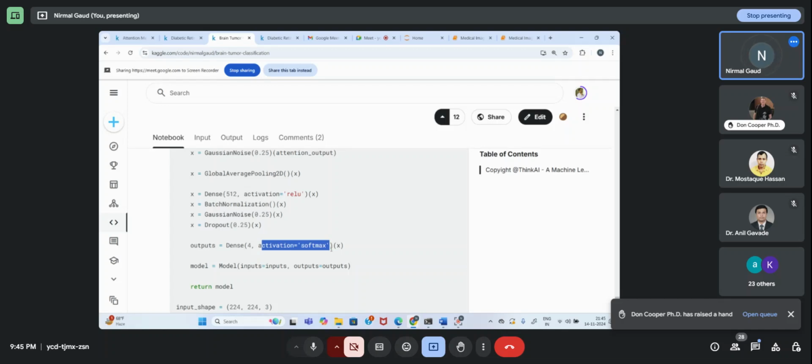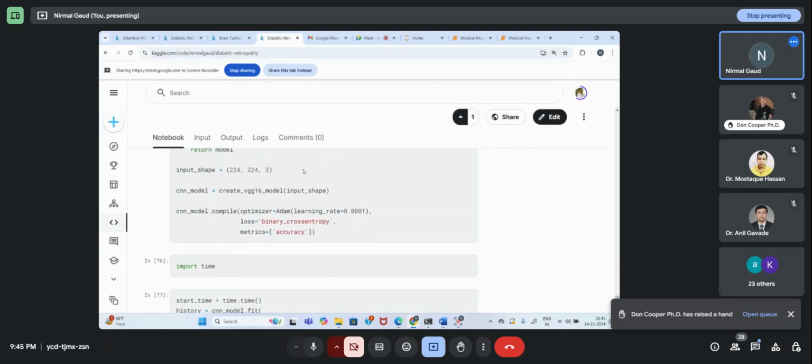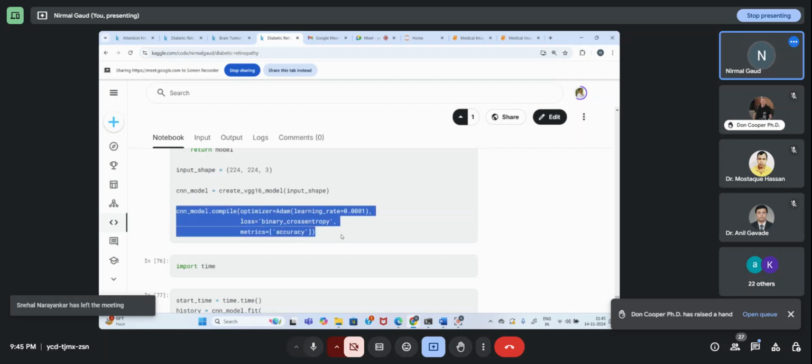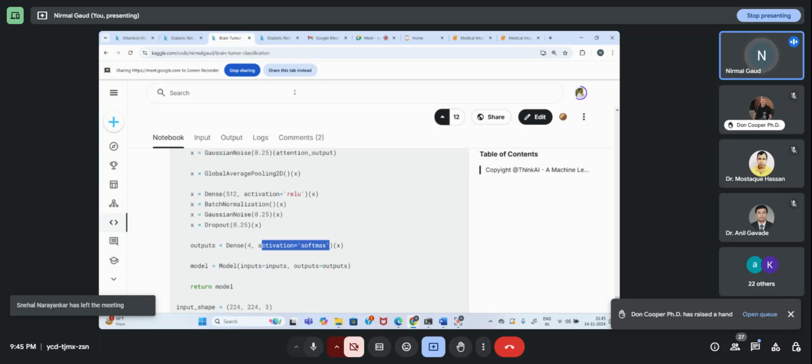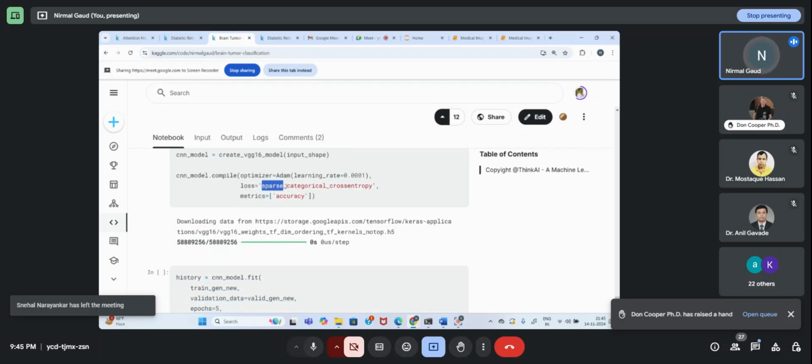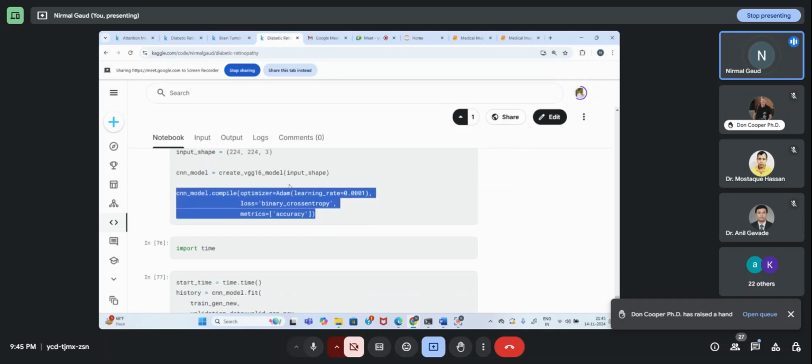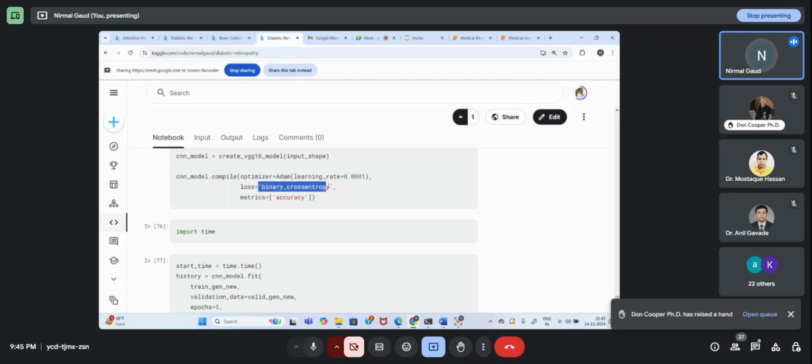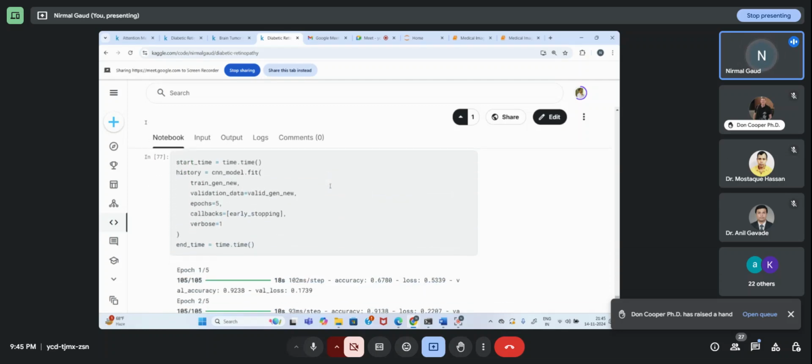Here is a bit of change, and also there is a change in compilation. In multi-class classification, I take sparse categorical cross entropy. In binary classification, I take binary cross entropy. These are a few changes which I did. I kept the entire architecture the same. Everything is the same, and then I trained my model.